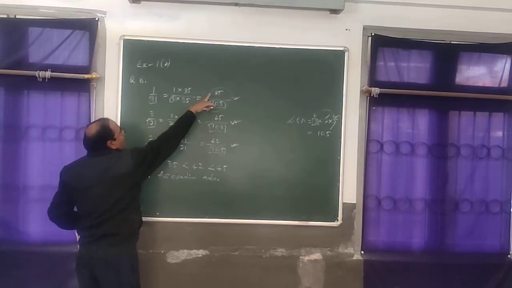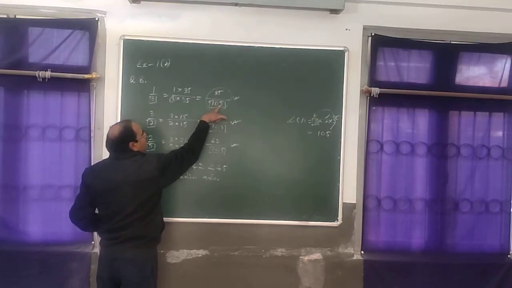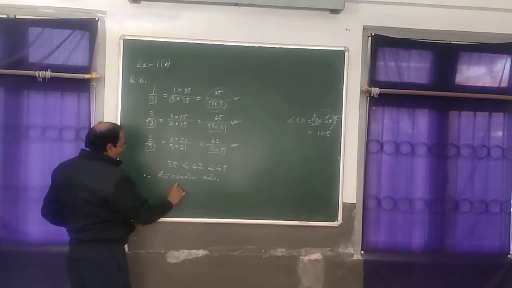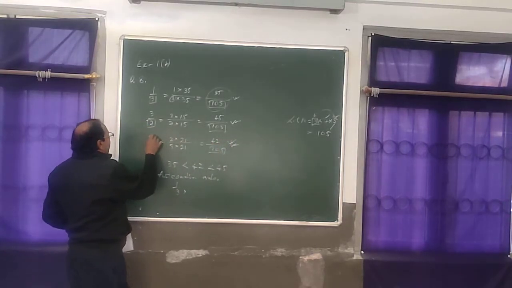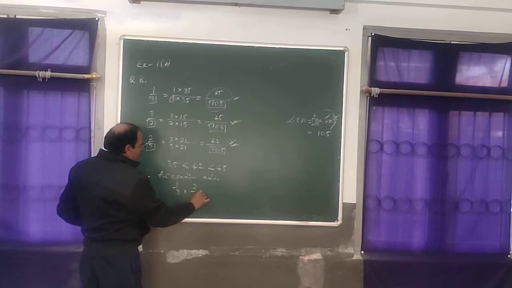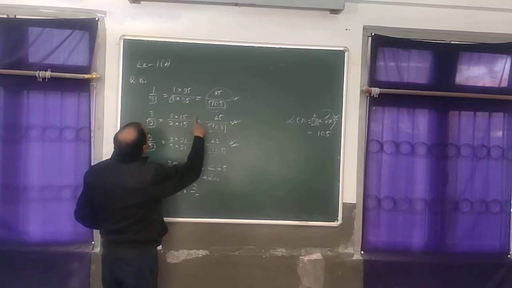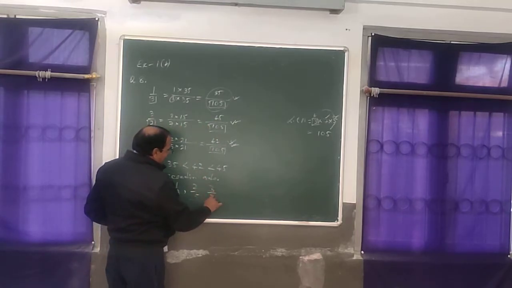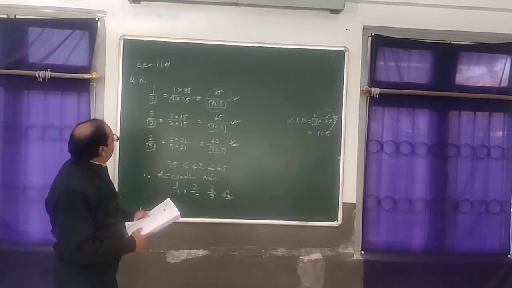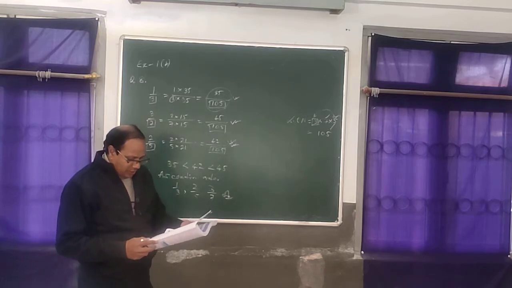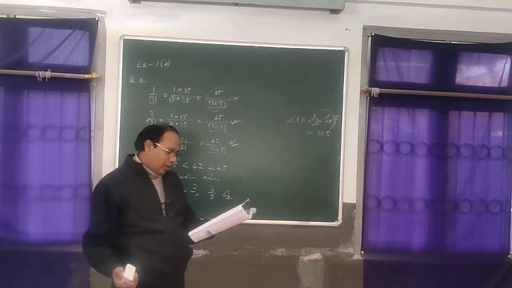So 35 by 105, but we will not write this fraction, we will write the original fraction, 1 by 3, then this fraction, then we will go for original fraction 2 by 5, and the last one is 3 by 7. So this is your answer, right? I think you understood. Let me do one more question, then from there you can understand very clearly.